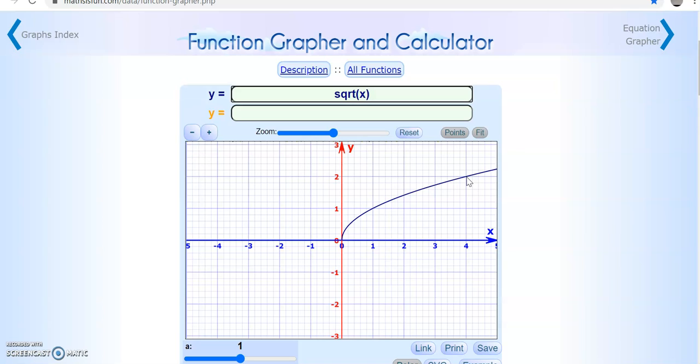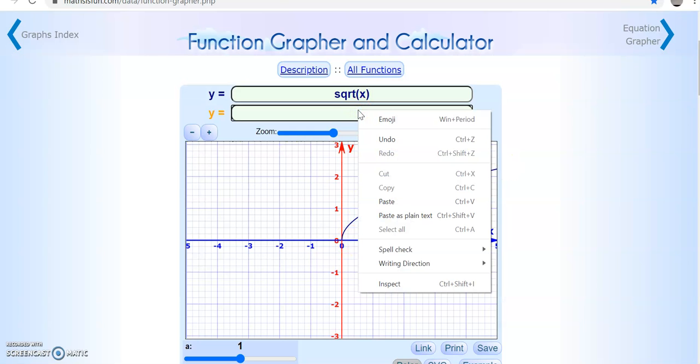But again, if you have a graphing calculator, you can use that to help you. And if you don't have a graphing calculator, you can just go online and search for graph functions. You can find lots of websites that can do that. So I just put the square root function here. That's what we get.